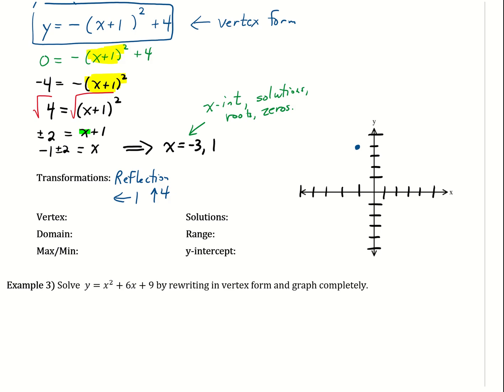The reflection is going to tell me to go over 1 down 1. So over 1 down 1 is going to put me here. Over 1 down 1 to the left is going to put me here. If I go back to the vertex and I go over 2, I'm going to go down 4, which is going to put me here. Over 2 to the left, down 4 is going to put me here. And my graph will look like this.